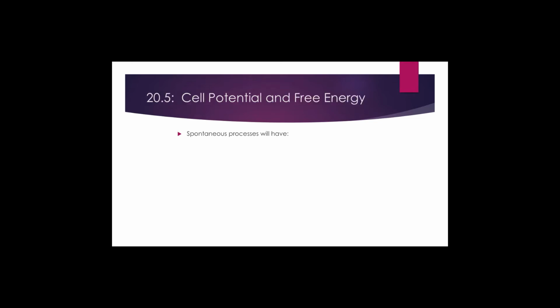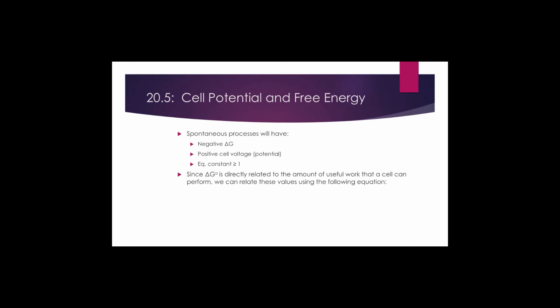This adds something new to our list of things we know about spontaneous processes. As we've discussed, a spontaneous process will always have a negative delta G. Likewise, it will always have a positive cell voltage or cell potential. It will also have an equilibrium constant greater than or equal to 1.